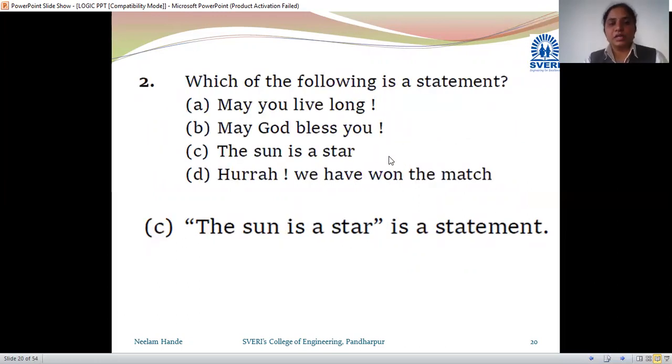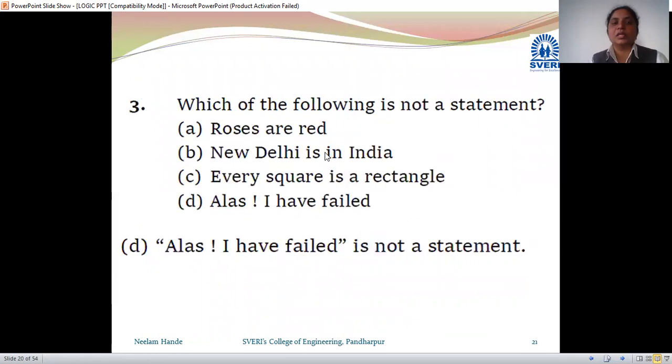Next, which of the following is a statement? May you live long. There is an exclamation sign, so this is not a statement. May God bless you. Again, the sign, so not a statement. In the last one also there is a sign, so not a statement. The sun is a star is a statement. Yes, the sun is a star. So it is a statement.